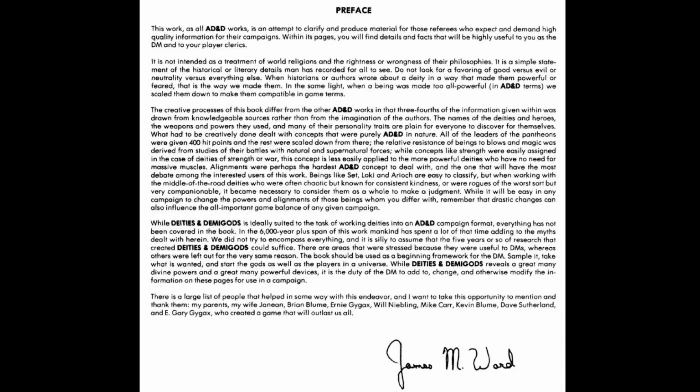There is a large list of people that helped in some way with this endeavor, says Jim, and I want to take this opportunity to mention and thank them: my parents, my wife Janine, Brian Bloom, Ernie Gygax, Will Niebling, Mike Carr, Kevin Bloom, Dave Sutherland, and Gary Gygax, who created a game that will outlast us all. So there you go. That is without a doubt some prophetic words. And as we move in towards Saturday, which is Jim Ward Day, let's keep those words in mind.